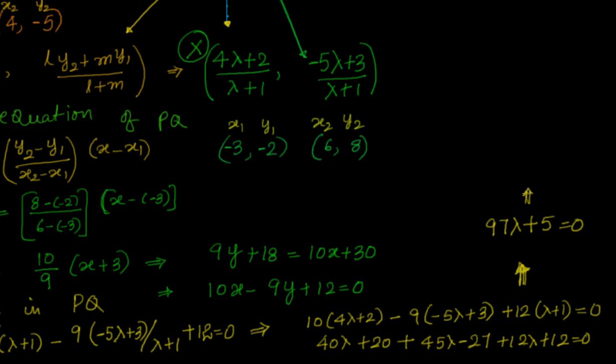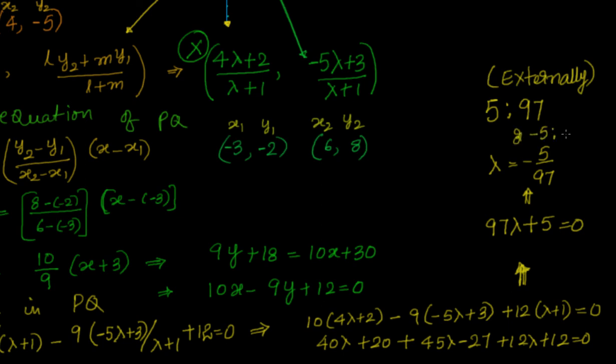That gives me lambda equal to minus 5 by 97. Since we know the ratio is lambda is to 1, it is 5 is to 97 externally. Why externally? Because we have negative there. If it is internally, it will be positive. It is 5 is to 97 externally, or minus 5 is to 97, or 5 is to minus 97, whatever it is, but this is your answer. 5 is to 97 externally.